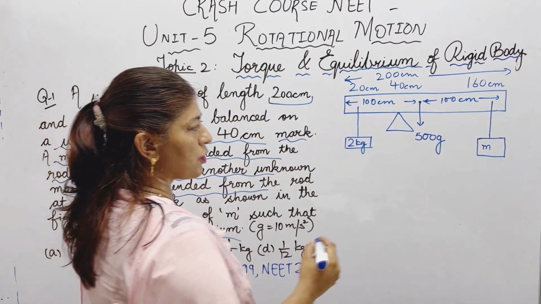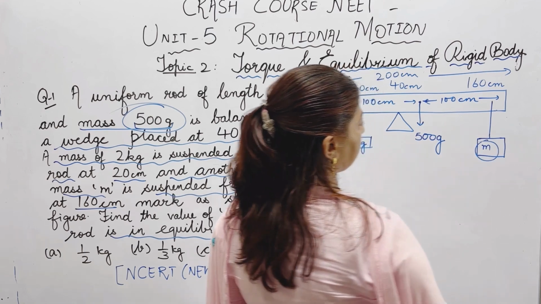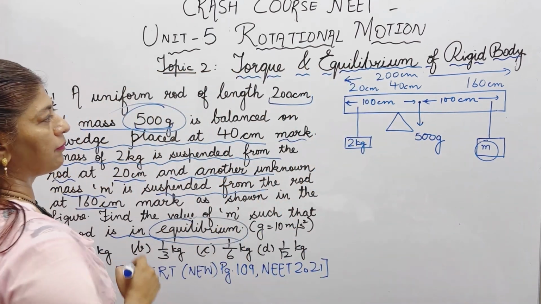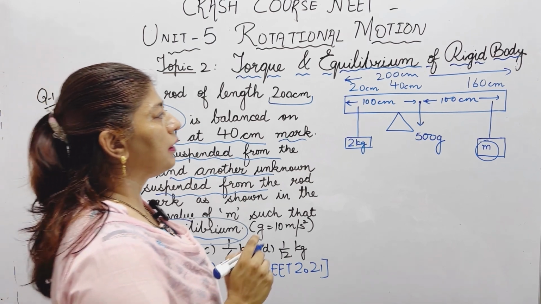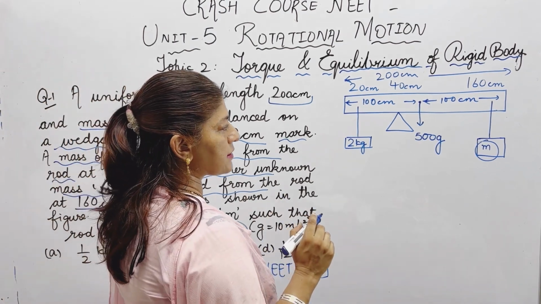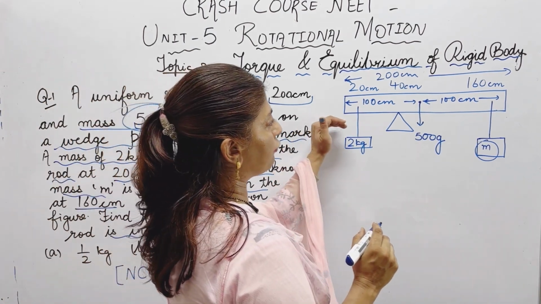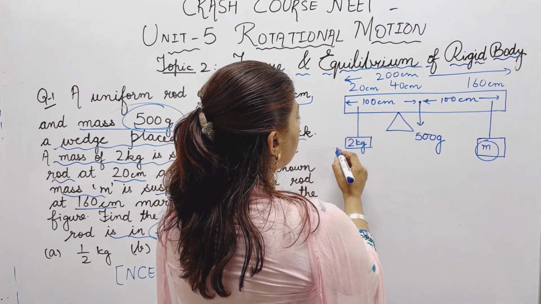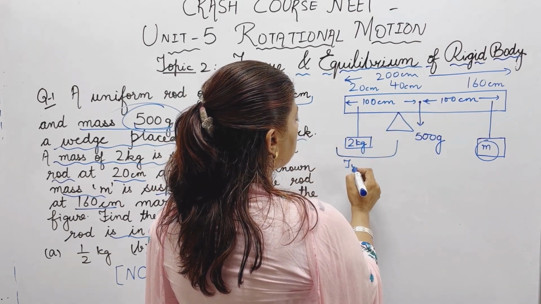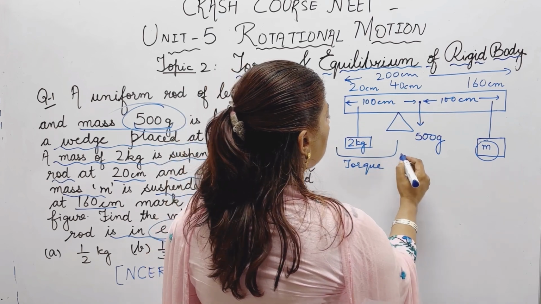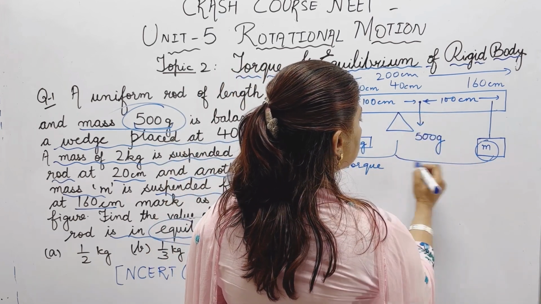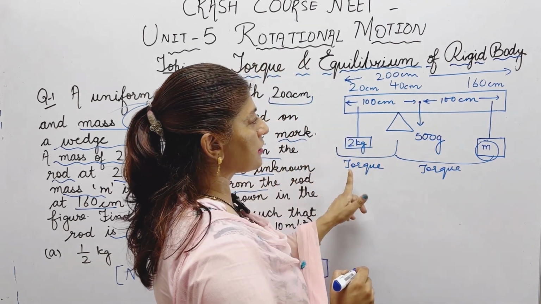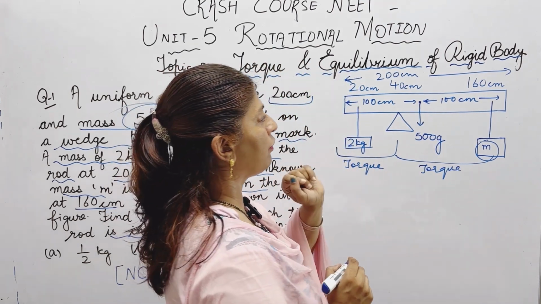Now we are supposed to find out this mass m. And one more thing is given, the rod is in equilibrium. For equilibrium, since it is balanced at this wedge, the torque acting on the one part of the rod will be equal to the torque acting on the other part. These two torques will be equal. We'll equate these and then find out the value of m.